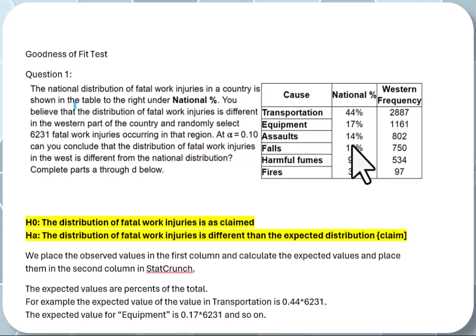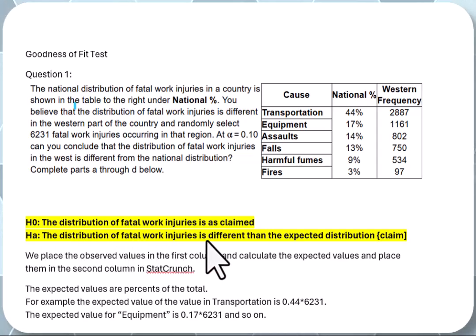Here's how we state the null and the alternative hypothesis, and you do it always that way. Your null hypothesis should be the distribution is as given to us, is as claimed. Here it's a distribution of fatal work injury, so we just write distribution of fatal work injury is as claimed, or is as given, or is as stated, or is as expected. You can use this language, that should be fine. Your alternative hypothesis should be that the distribution is not as claimed, is not as stated, is not as expected, is different from expected. So as long as you put it just in the spirit of this language, then you should be correct.